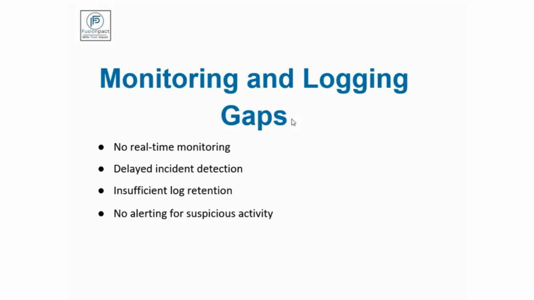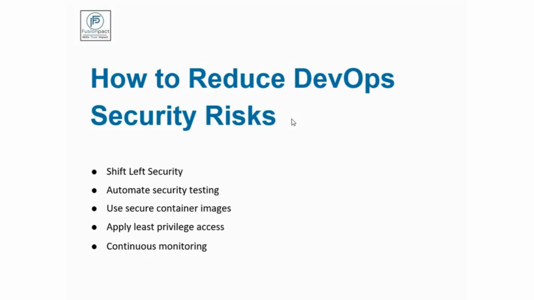So these are the risks, but how can we reduce them using DevOps practices? We have shift-left security, which means we implement the best security practices from the start of development. We automate the security testing, such as SAST testing using SonarQube, then image scanning with the Trivy tool. We use secure container images, apply least privilege access to the servers and applications, and with monitoring tools we have continuous monitoring of all our applications.